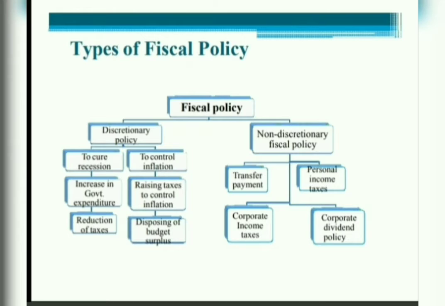Non-discretionary fiscal policy is done through automatic stabilizers, increasing net taxes at the time of expansion and decreasing net taxes at the time of recession. It is done for transfer payment and in the case of personal income tax. It is done for corporate income tax and corporate dividend policy.